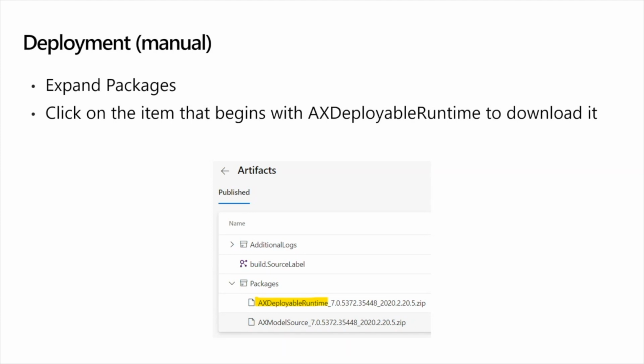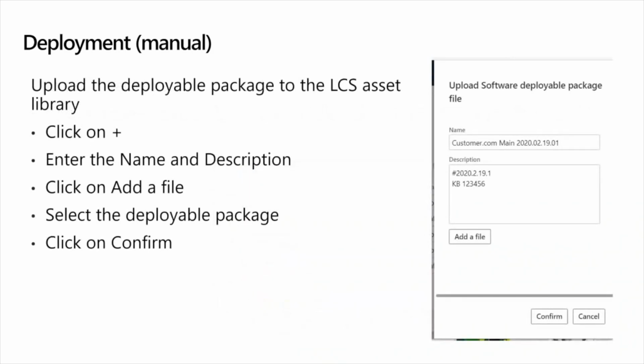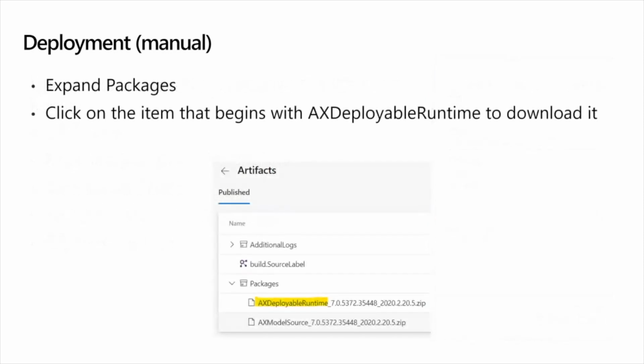You expand the packages node, and you'll typically see two items. One begins with AX deployable runtime, and the key there is the runtime. That is the deployable package that contains all the assemblies. The other one is the AX model source, which is all the source code. It's a snapshot of the Azure DevOps source code that's in this build, which can be useful for looking at things as well. But typically the runtime is what we are after. When you click on the deployable runtime, it'll download.